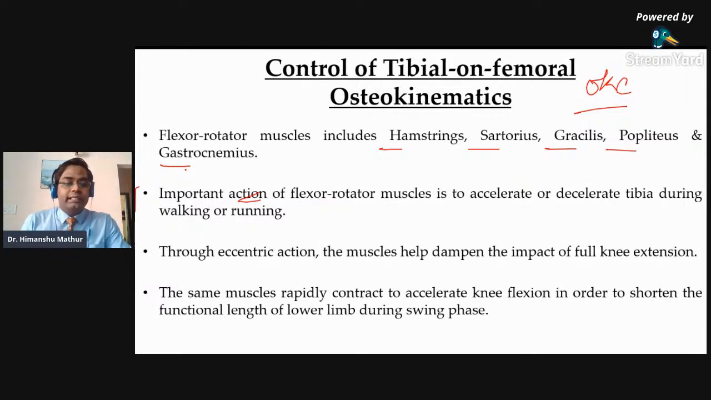Through the eccentric action, the muscles help to dampen the impact in full extension. That is what I was saying: these muscles get activated whenever my knee is going into extension. The same muscles rapidly contract to accelerate knee flexion in order to shorten the functional length of the lower limb during the swing phase. After the swing phase, whenever my knee is going into extension and the leg is being brought towards the ground, these muscles work eccentrically to dampen the effect and lessen the speed.